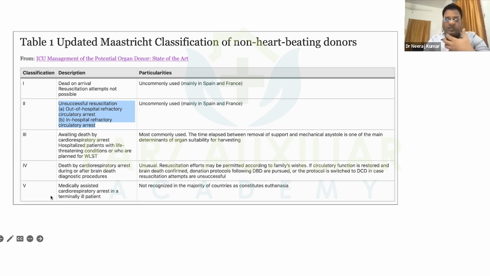So this can be one of the multiple choice questions for you if the examiner wants to test your Maastricht classification knowledge on non-heart beating donors. So just thoroughly go through this classification. Every point is important because they might twist the question, just like I have mixed that choice.